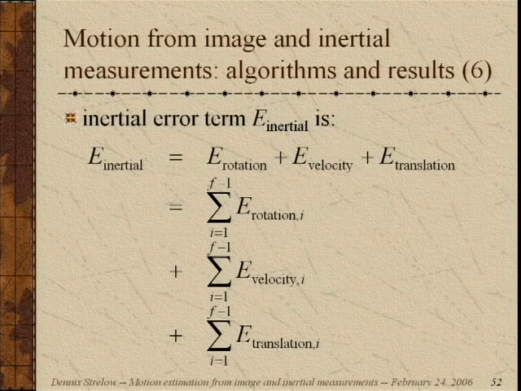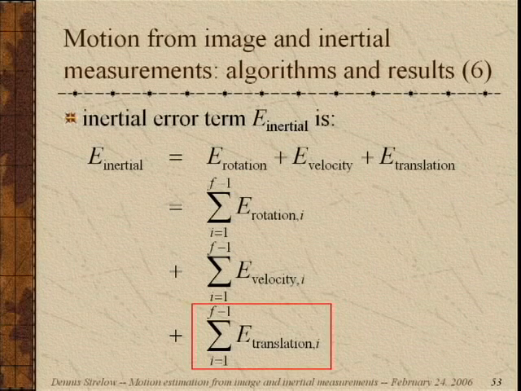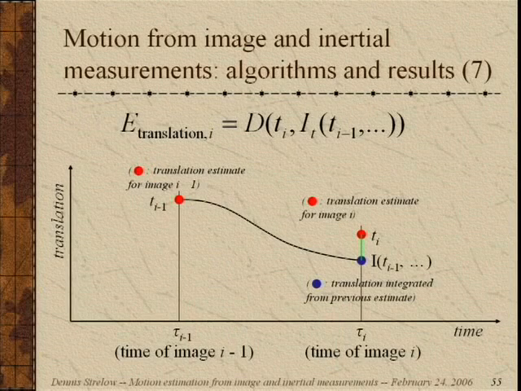And as an example of how this error term works, let me show you the translation term. And I'll start with one of the terms in that sum. Okay, and this is what that looks like. So we're thinking about the time between 2 image readings, tau i minus 1 and tau i. And we've got some estimate that we're iteratively improving of the camera position, or the camera translation in this case, at time i.